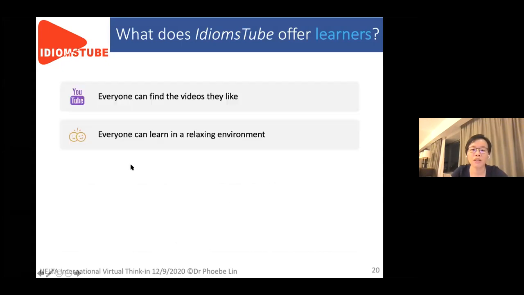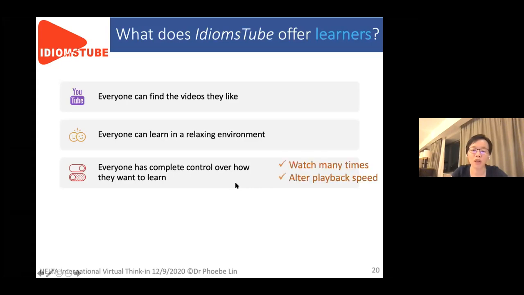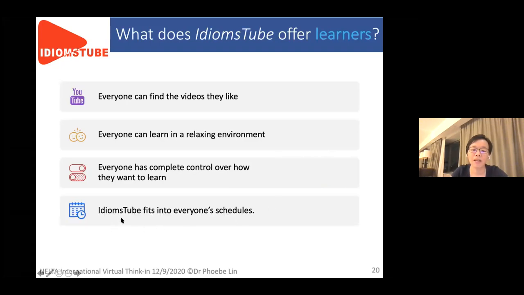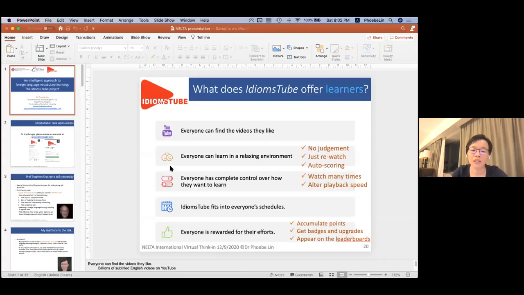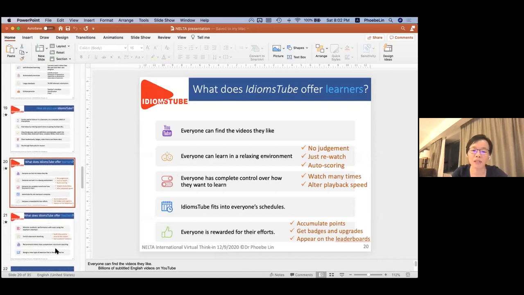So for learners, people can watch whatever they like. They can learn in a relaxing environment, no judgment, just rewatch if they get the item wrong. And then there is auto scoring. Everyone has complete control over what they want to learn. They can play back the videos as many times as they want, and they can alter the playback speed. The software can fit everyone's schedule.